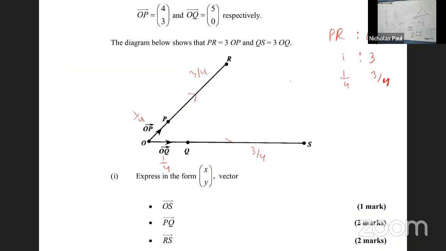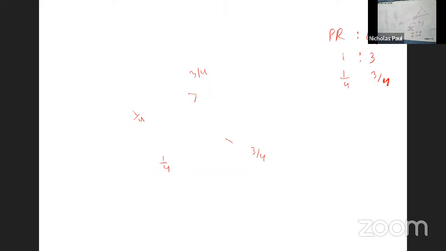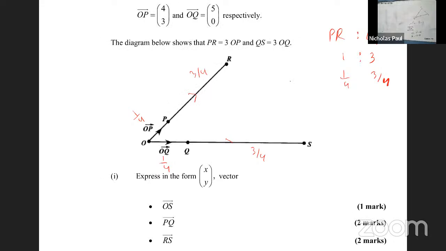Next part now. OS. If you look at OS, OS is this whole line here. How are we going to find OS? OQ by 4. Very good. Because the line is split in 4, OS is 4 OQs. So it will be 4 OQ, so that'll be 4 by 5.0. So that's 20.0.